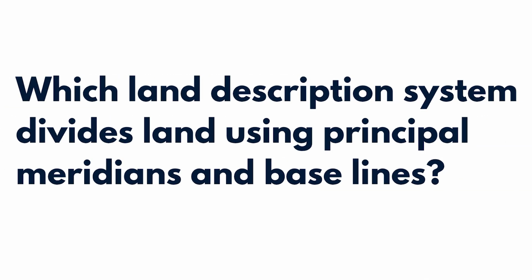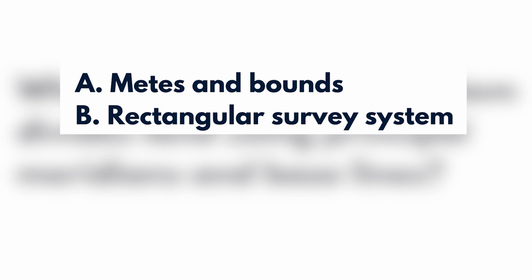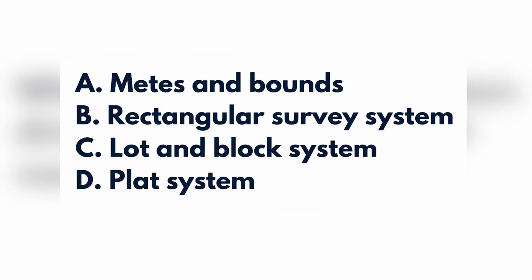Question 2. Which land description system divides land using principal meridians and baselines? A. Metes and bounds. B. Rectangular survey system. C. Lot and block system. D. Plat system. The correct answer is B.